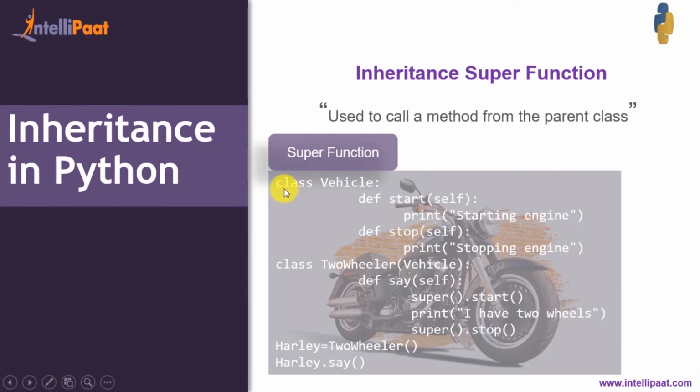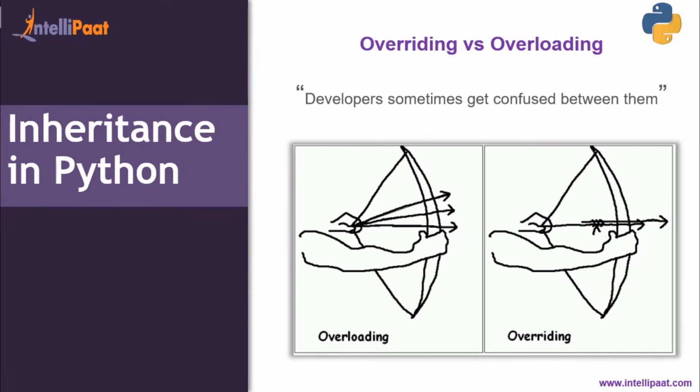So in this example, you can see we have a class Vehicle and a class TwoWheeler over here. This TwoWheeler is acquiring the property of class Vehicle, right? Next, inside class TwoWheeler, we are defining a function called say, and we have a super function over here like super().start. So where is the start coming from? Well, the start is from the parent class. And in order to call a method from a parent class, we are using this super function. So this was about inheritance using the super function, or mainly how you can call a method from your parent class using the super function. Let's move ahead. So here we have the concept of overriding versus overloading.